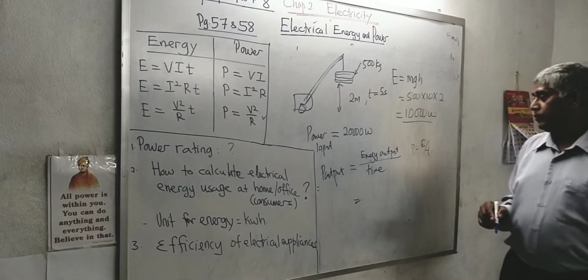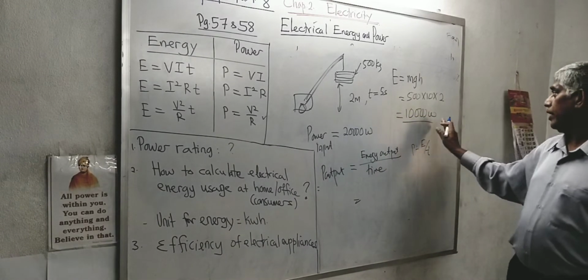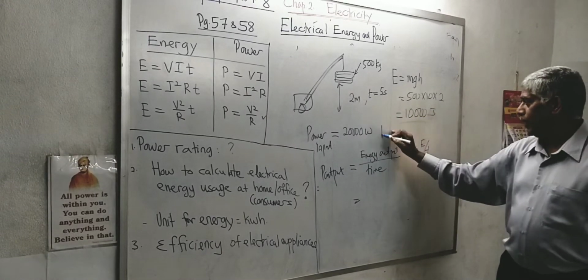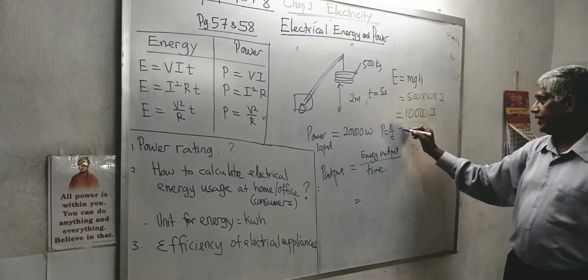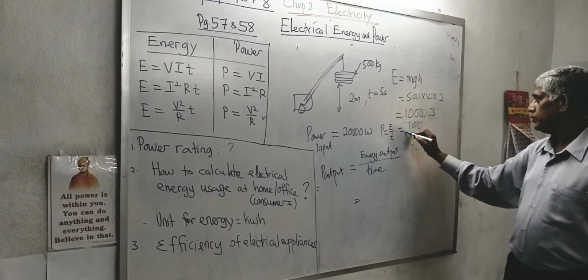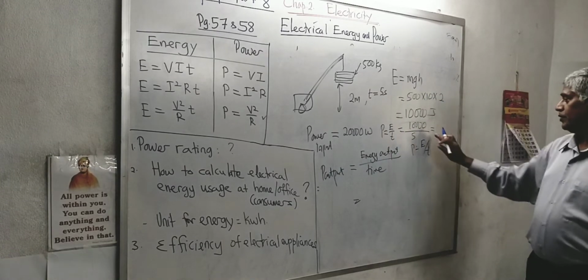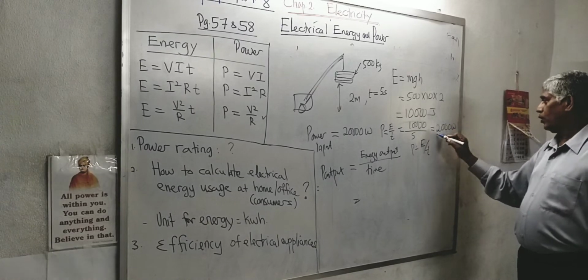Okay, so although here they give you time, right? Sorry, this is joule, joule. So you want power, energy divided by time. So this energy, 10,000 joule, divided by time 5 seconds, so you can get 2000 watt only.